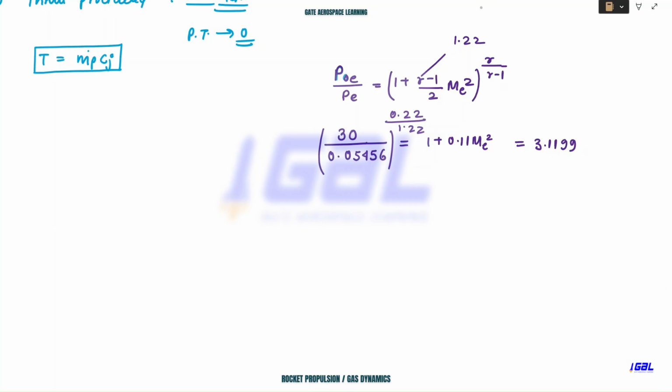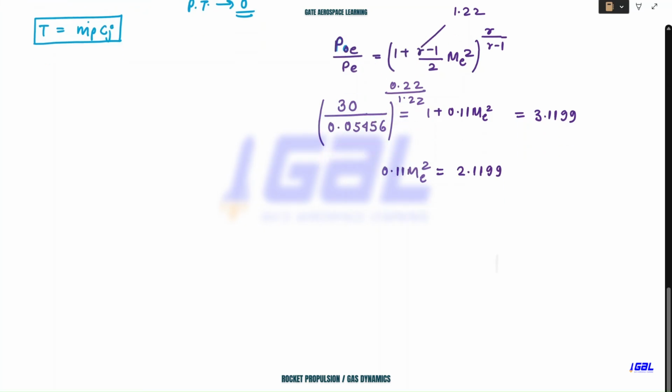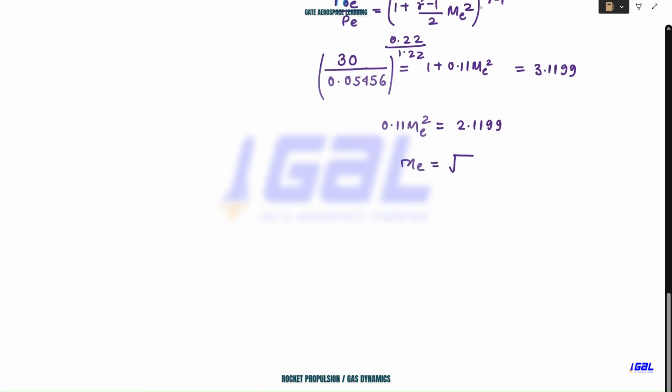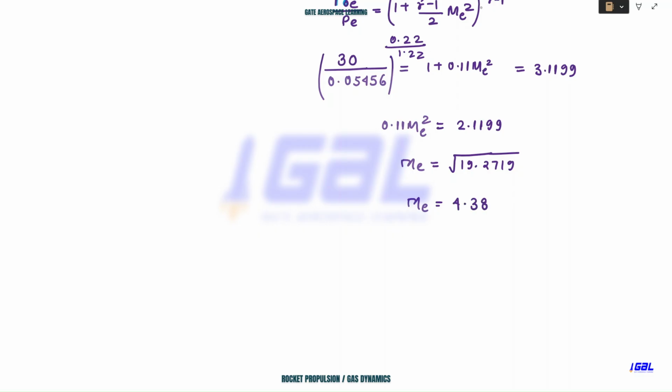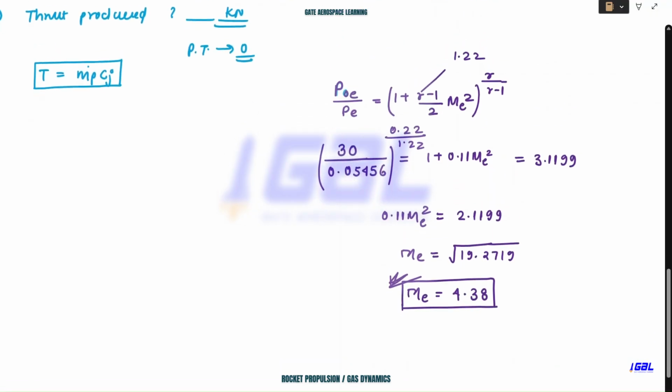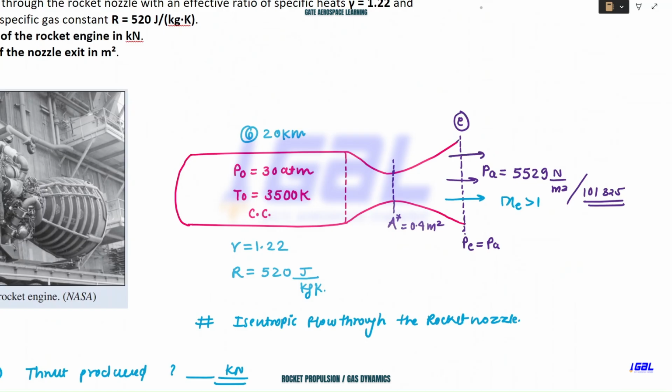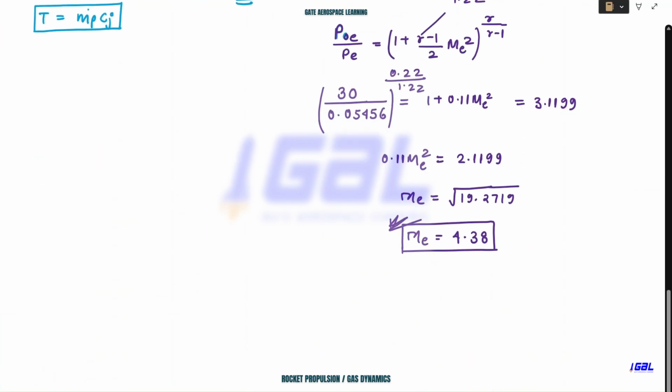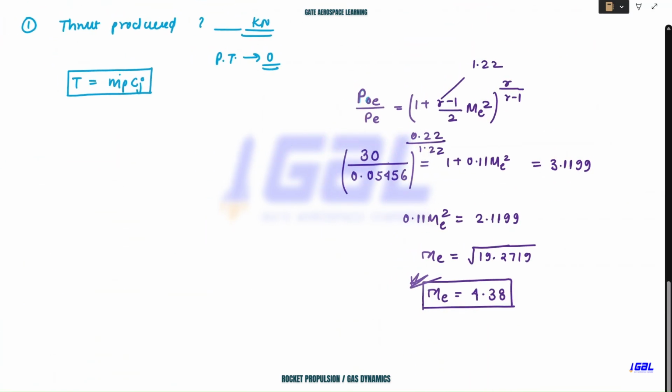That is up to you. So you take this 1 to this side, that becomes negative, and you will get 2.1199. So solve for ME under root of 19.2719, and ME, the exit Mach number, you will get 4.38. This is approximately the value which you will be getting. This is how you should proceed for the ME calculation. ME is your nozzle exit plane Mach number. Don't get confused.